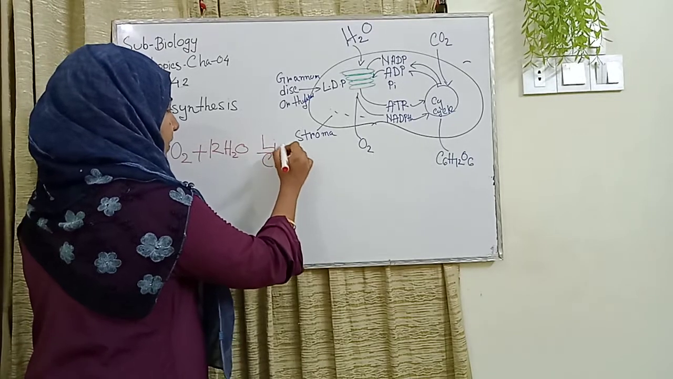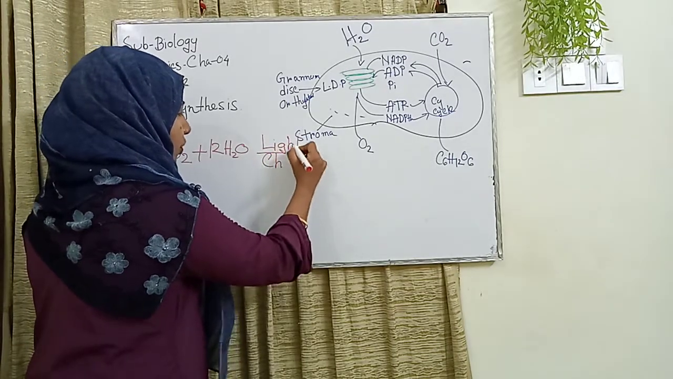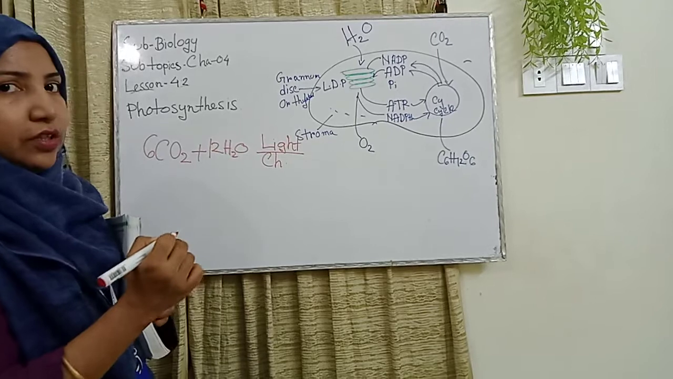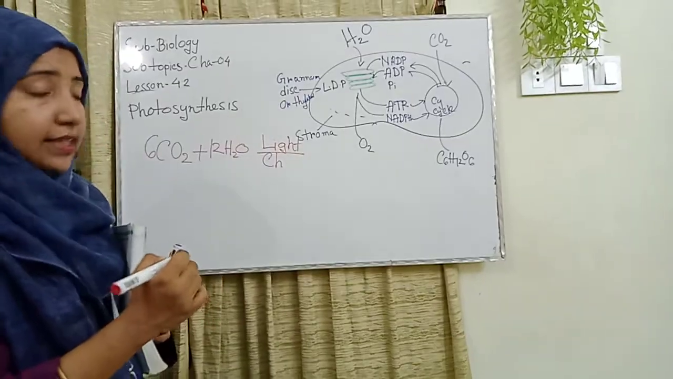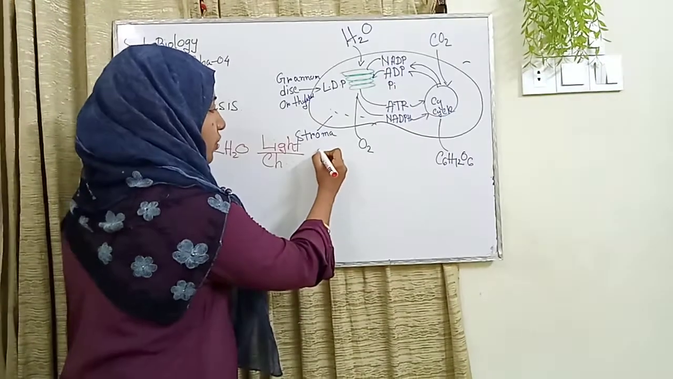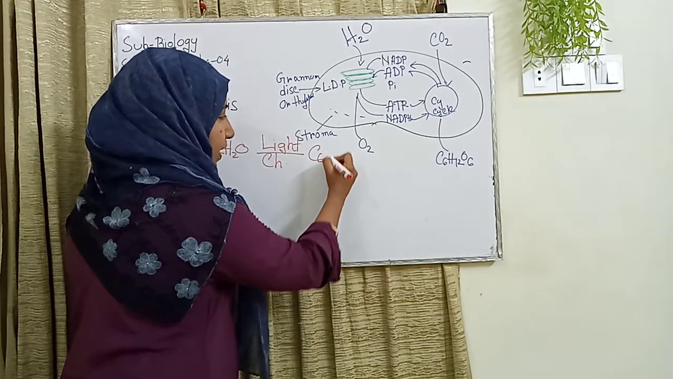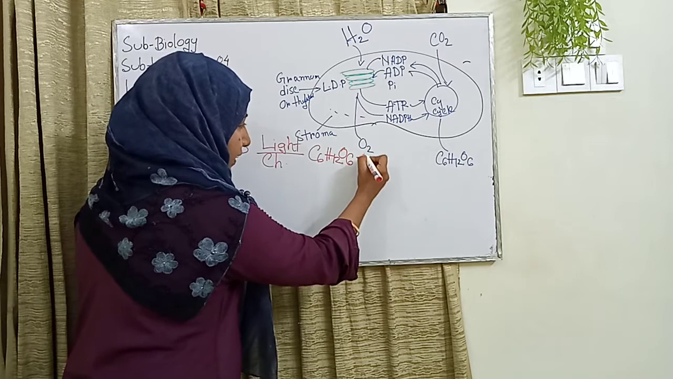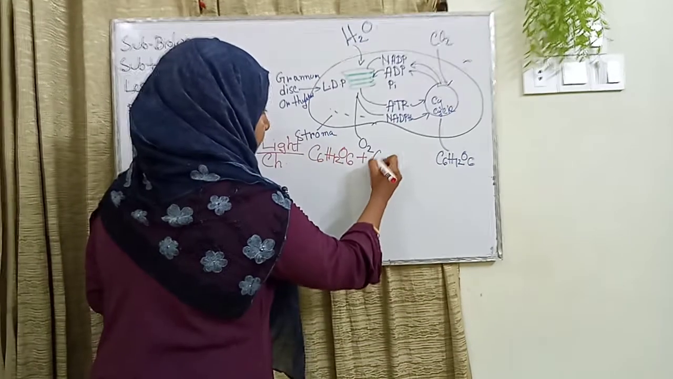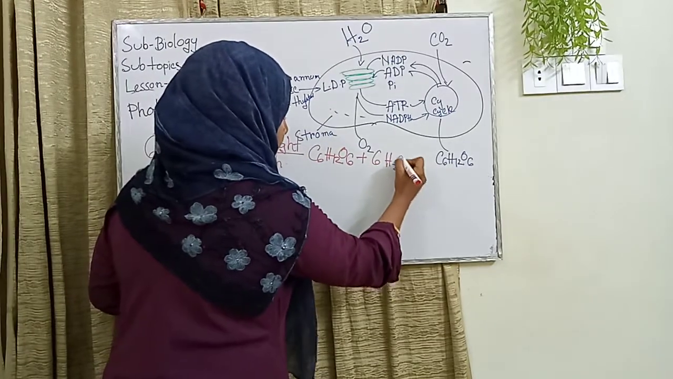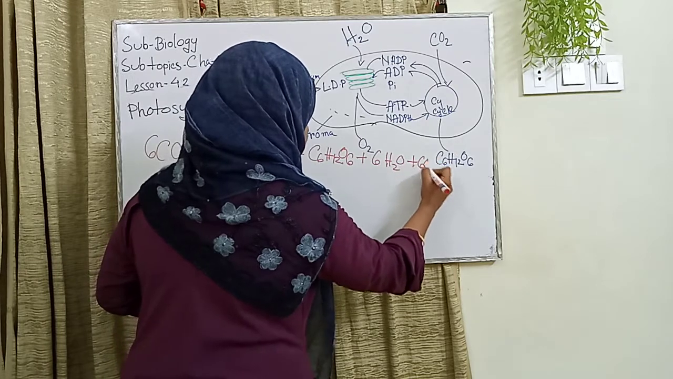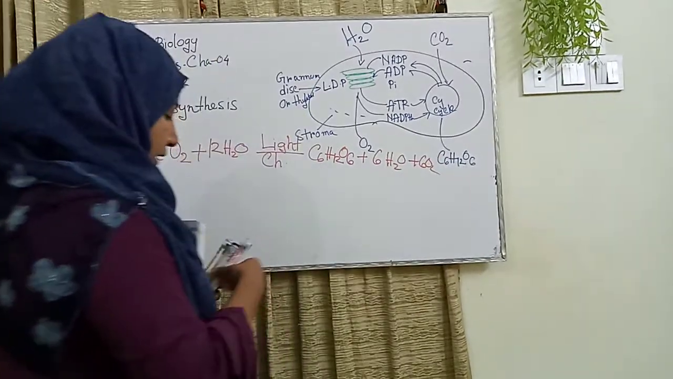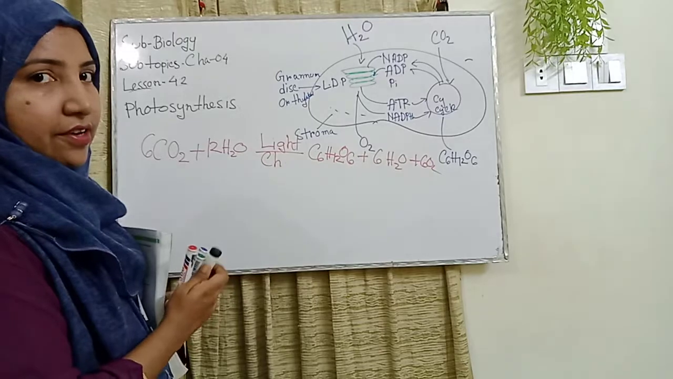Okay, light. Now what is the main product? The main product is glucose or carbohydrate. I will draw this: C6H12O6. Next, 6H2O and 6 oxygen. Here this total formation is carbohydrates.